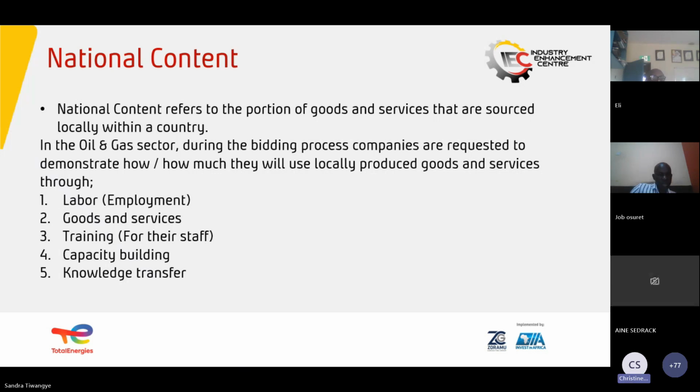Okay, that's good. Okay, let's return to the national content. So national content also has aspects of goods and services. Where do you procure your goods and services? And how do you enhance and train capacities of staff? And how do you enhance knowledge transfer?